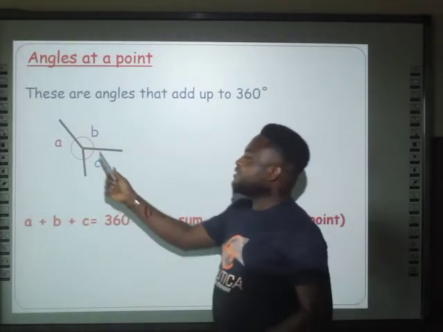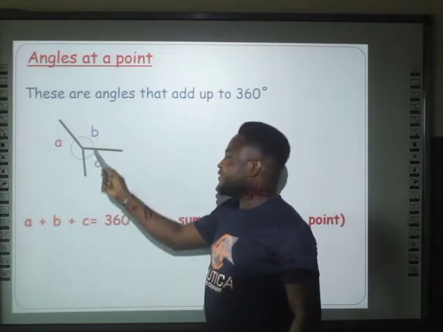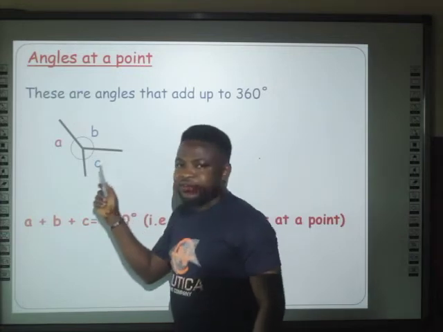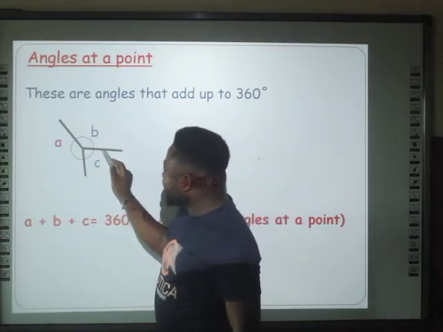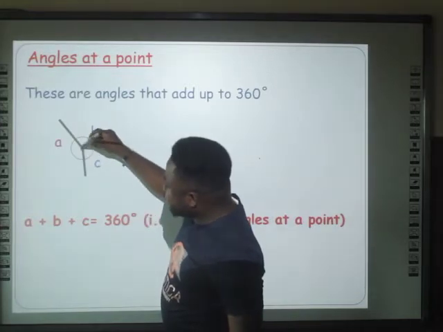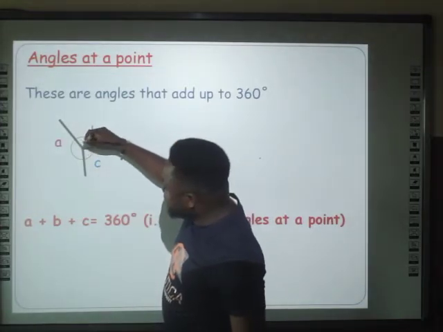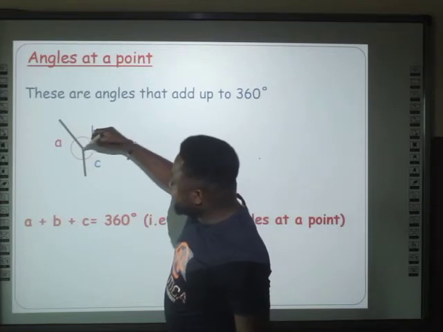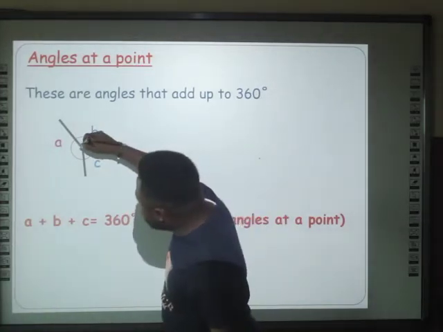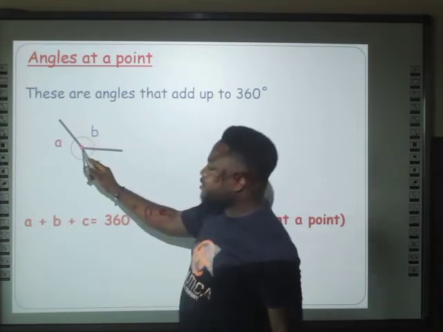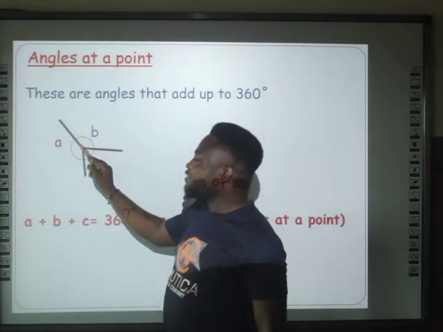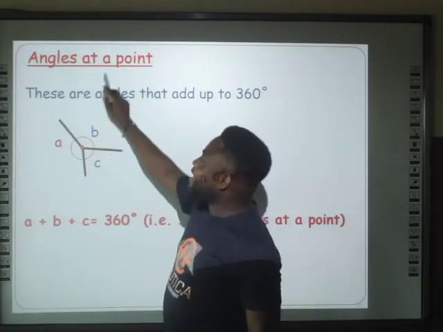If you look at this line, this line, this line, we have three lines. From what you observe here, this line, another line here, another line here. This particular point is their point of intersection, where they meet. Where they meet is that point we are talking about. You can see this line, this line, this line, they all meet at this particular point. That is what we mean by angles at a point.